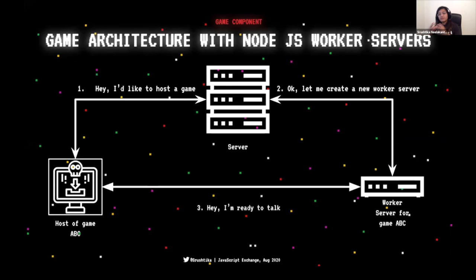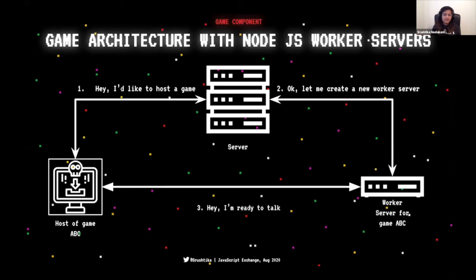And all of the different players who would now join this game using the room code will directly talk to the worker server for game ABC and will have no relation with the server. Now, of course, Node.js worker threads also allow the workers to talk to the main thread, which means every time a new player is entering or dying, or that sort of number is varying, my worker server will just communicate to the main server and say, hey, by the way, I'm alive and I have 10 players playing in my game right now.